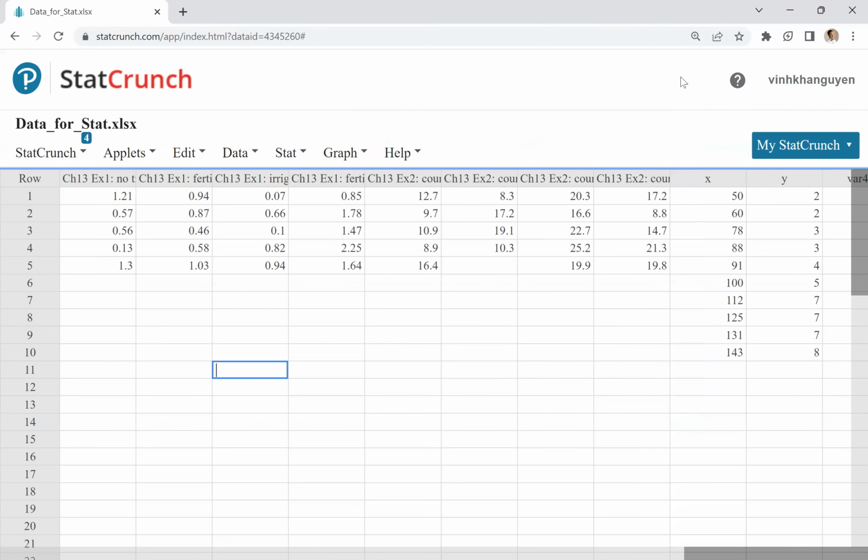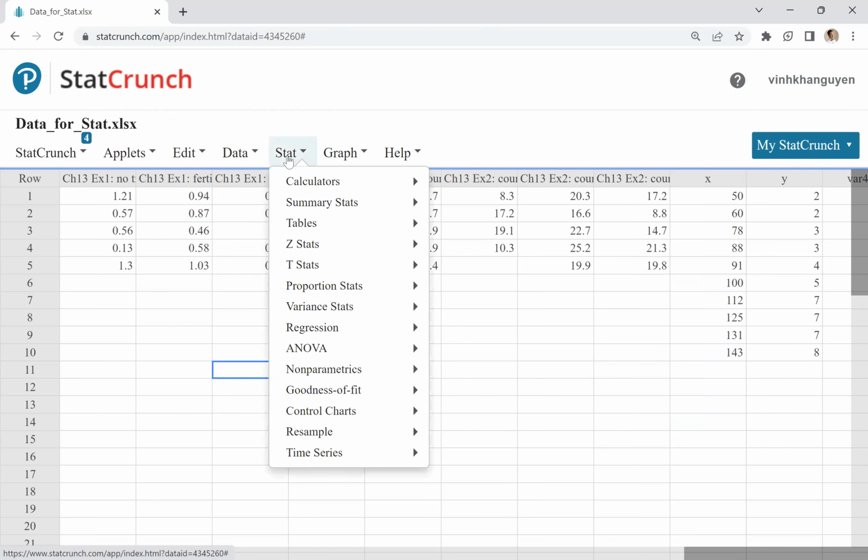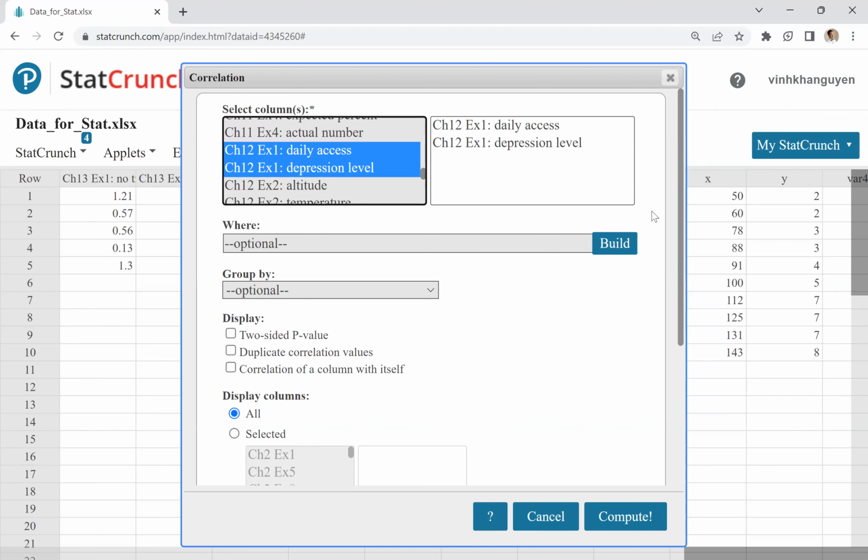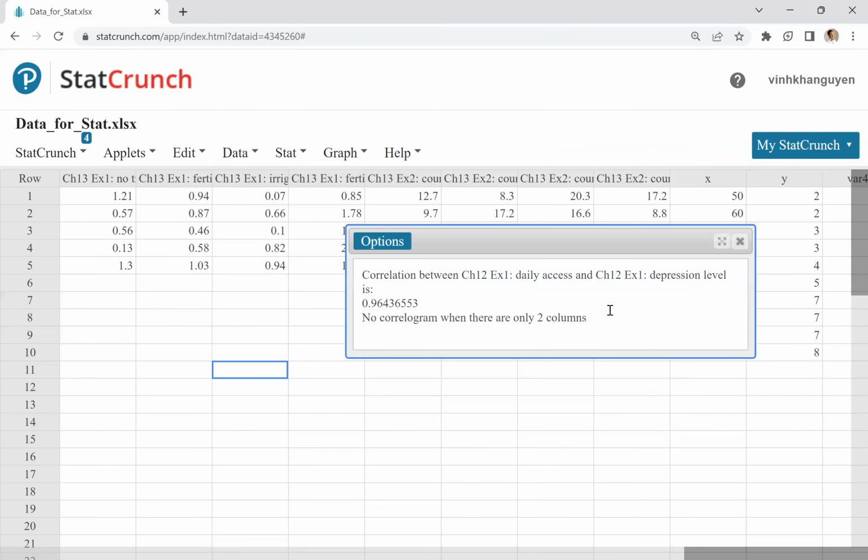To find the correlation coefficient, we go to Stat, Summary Stat, Correlation. And we want to select two columns because it is the correlation between the daily access and the depression level. And hit Compute, and ta-da! This is the correlation coefficient. Approximately 96.4%, pretty strong.